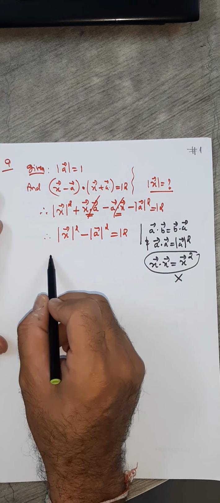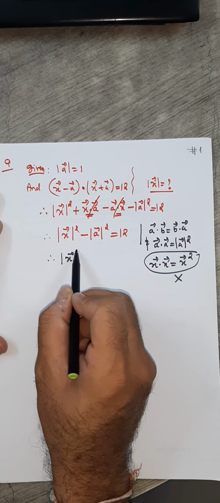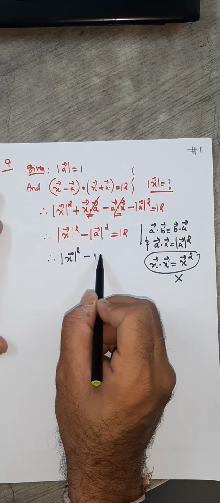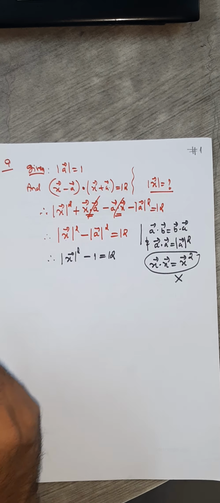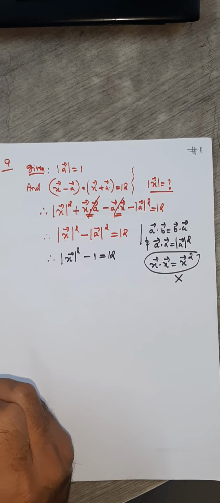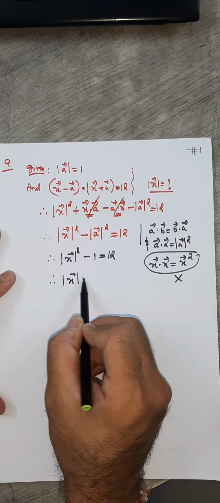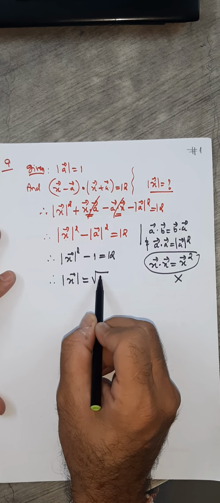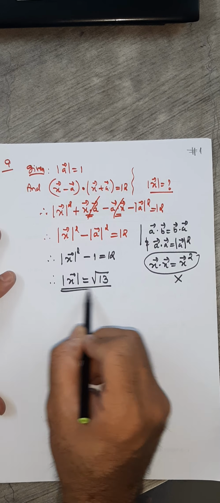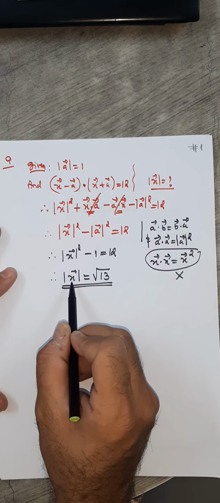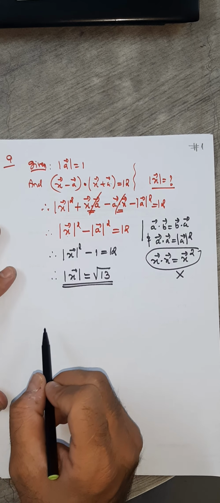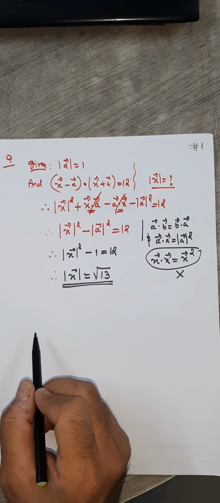Okay, now you know that this is 1. So here, this equals 1 equals 12. And therefore, what will we get finally? Yes, so magnitude of vector x squared equals 13, and therefore root 13 if I take the square root. You cannot have plus or minus because magnitude of a vector is always positive. So root 13 is your answer.